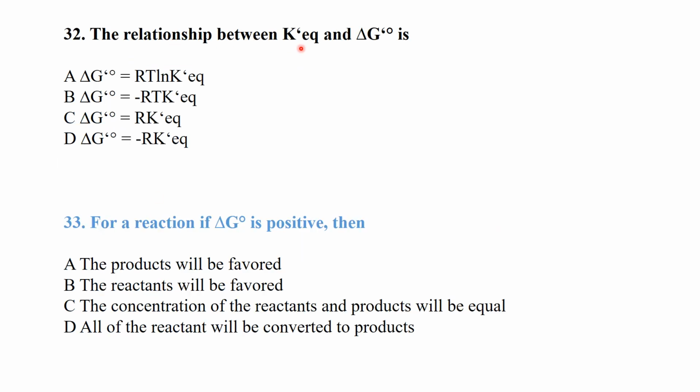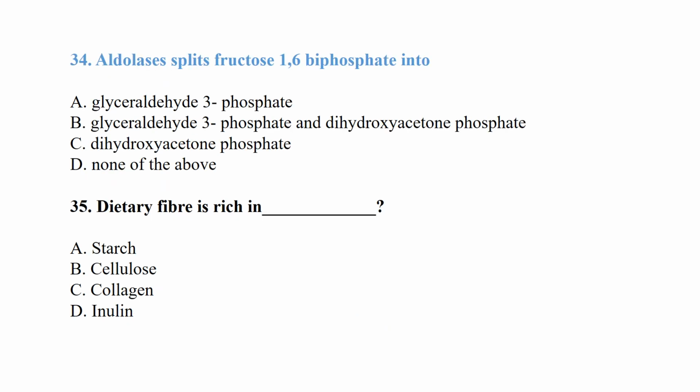The relationship between K equilibrium and delta G naught is, तो इसके लिए we have delta G naught is equal to minus RT ln K. For a reaction if delta G is positive, then जब delta G positive होगा तो reactants will be favored. The reactants will be favored. Option number B is correct.